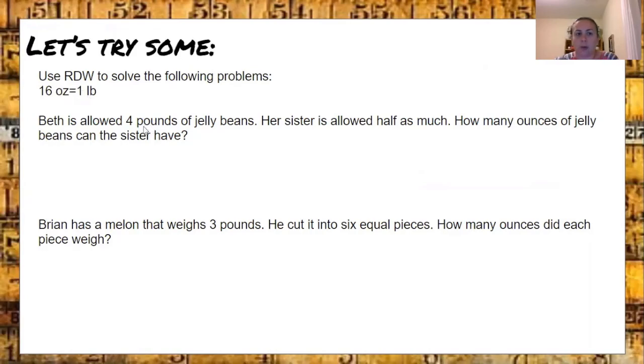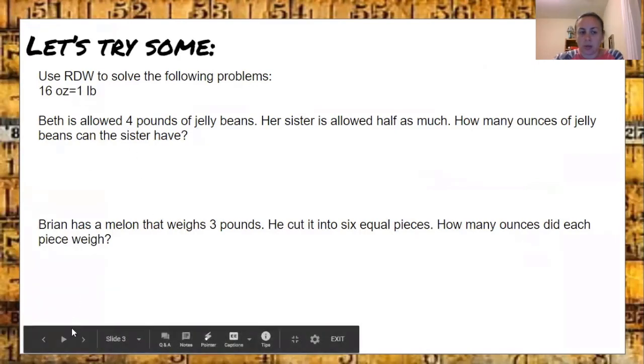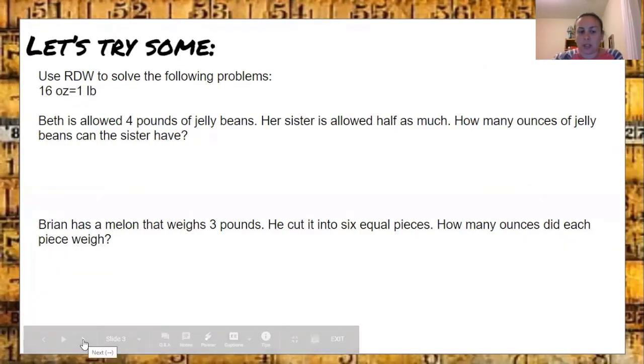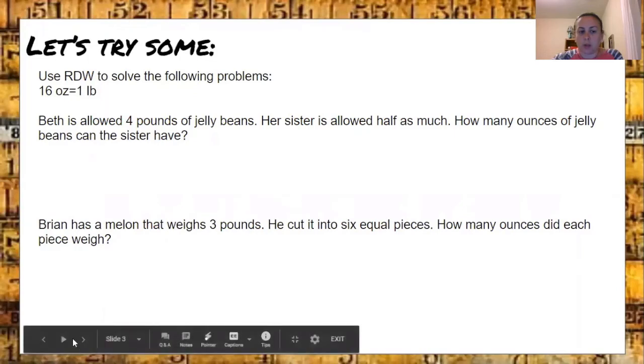So Beth is allowed 4 pounds of jelly beans. Her sister is allowed half as much. How many ounces of jelly beans can the sister have? Then our second question, Brian has a melon that weighs 3 pounds. He cut it into 6 equal pieces. How many ounces does each piece weigh? All right, so once you have answered them, go ahead and move on to the next part. So pause your video when you're ready, push play for your answers.